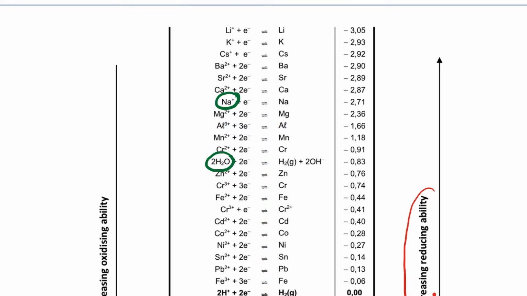So between the two, which one is going to be reduced? If you look at the reduction potential values there, we're going to look for the one with the bigger value. The one with the bigger value is the water. So the water here wins the competition between the two, because this one has a lower voltage. This one, it has a what? A higher voltage there. So sodium is not going to be reduced there, right?